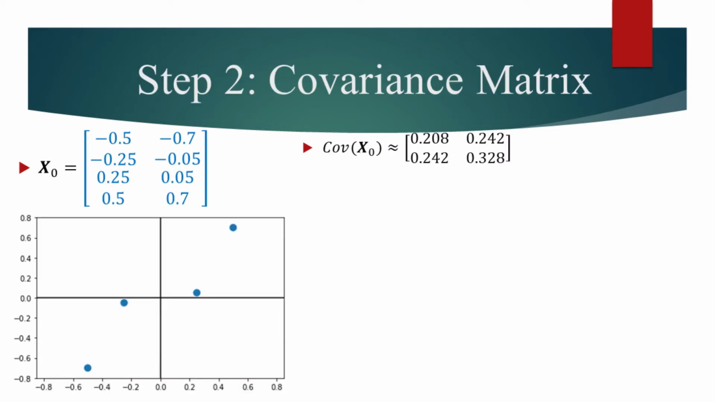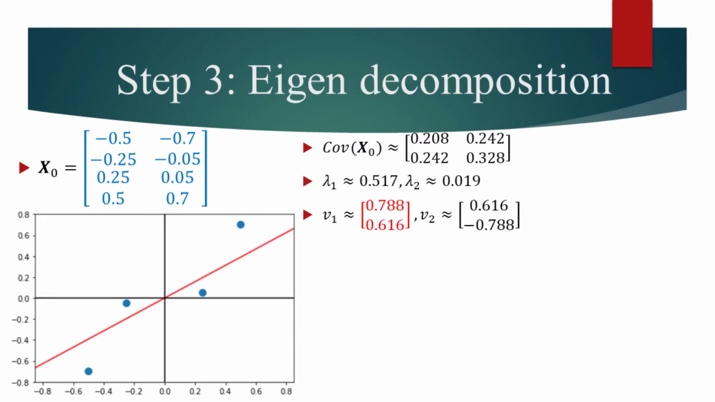Next, we find the covariance matrix of the data. Then, we find the Eigen decomposition of the covariance matrix and normalize the eigenvectors to have a unit length. These eigenvectors are the principal components. They give us the directions of the variance. Larger the eigenvalue, larger the variance in that direction.